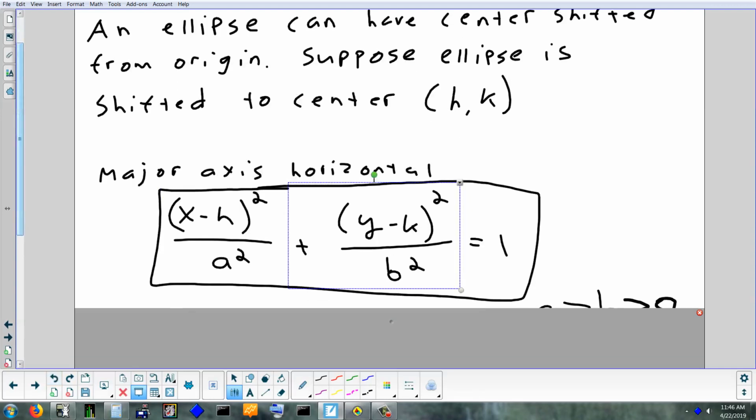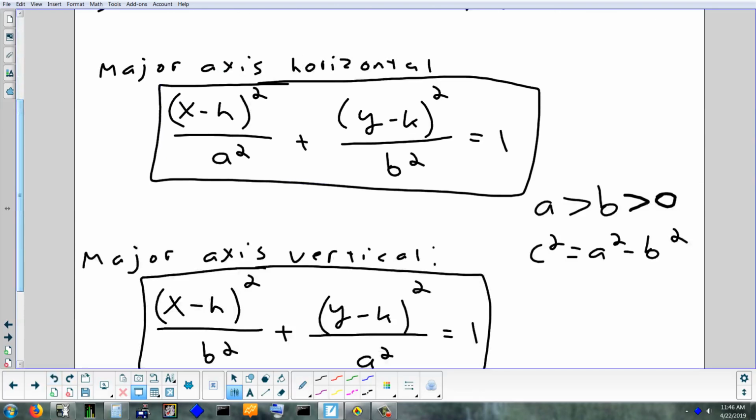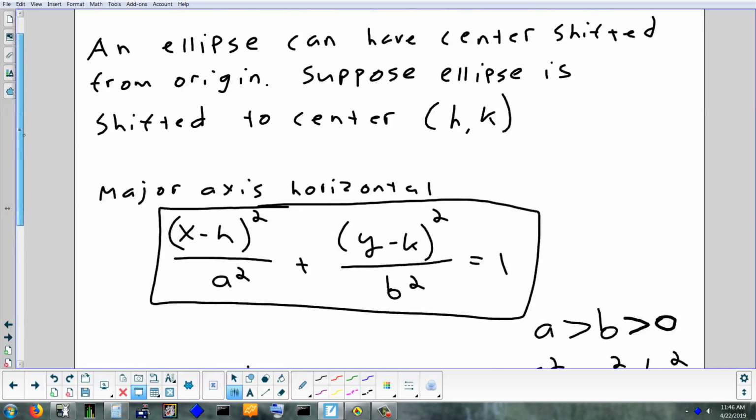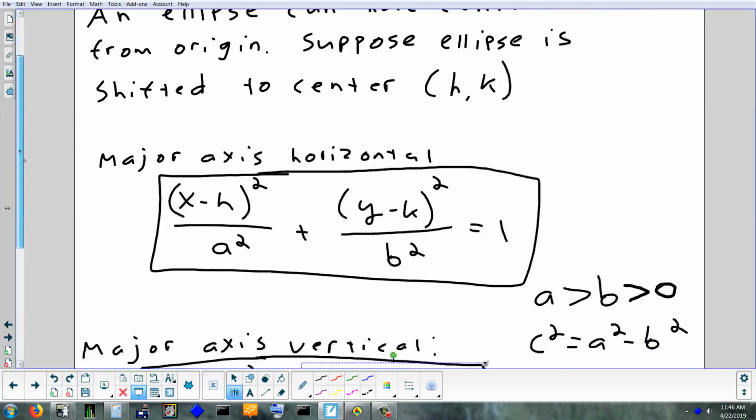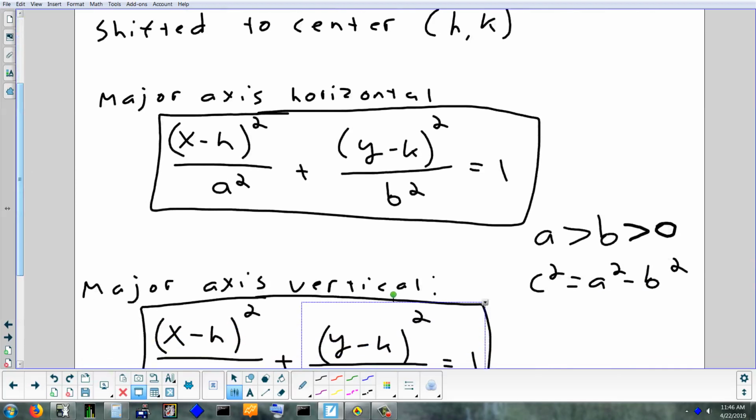Still equal to 1. Always put the bigger number under the letter that represents which way you want the major axis to go. So if you want your major axis horizontal, put the bigger number under x. If you want your major axis vertical, put the bigger number under y. So again, the center is h comma k. Let's see, c squared still equals a squared minus b squared. You can still use that. A is always bigger than b, which is bigger than 0, so no negatives.